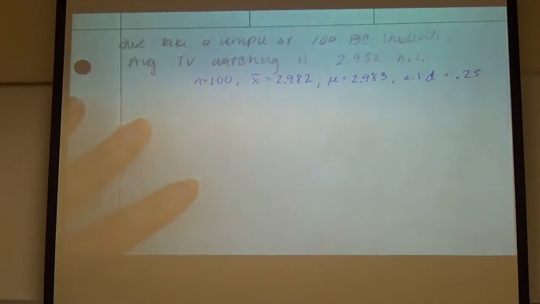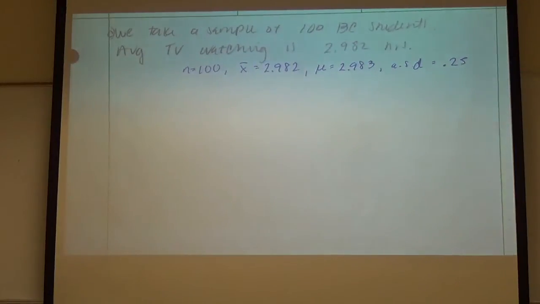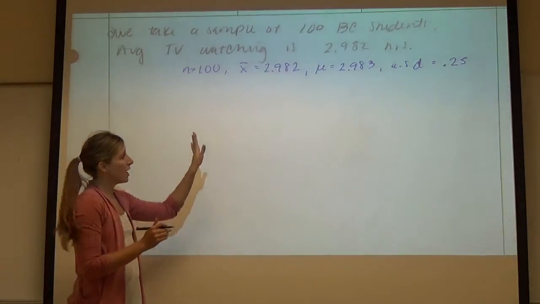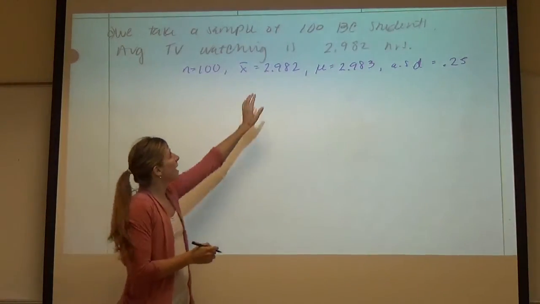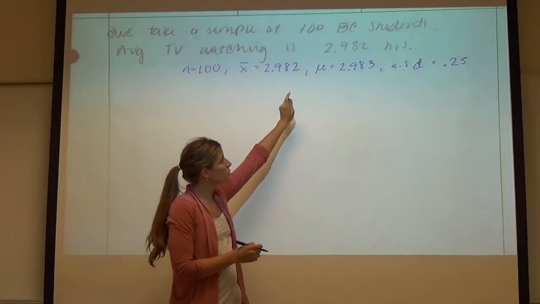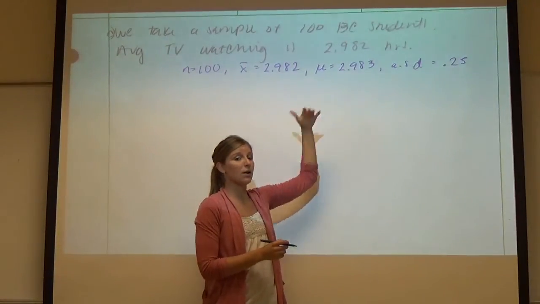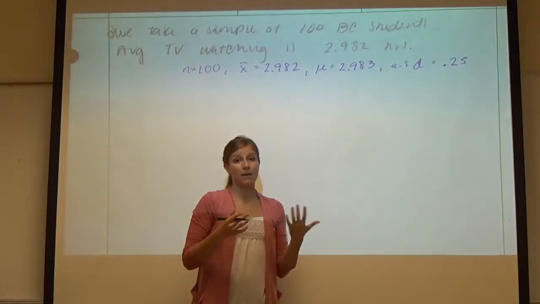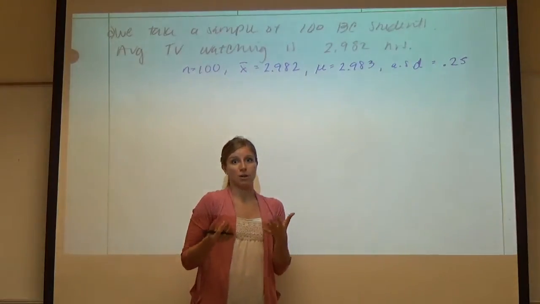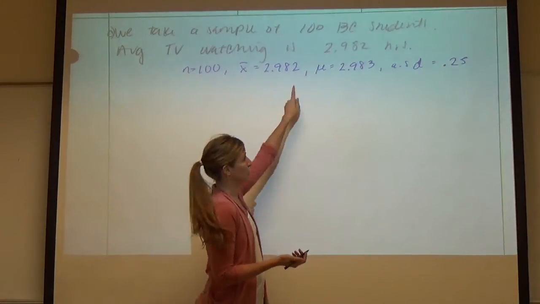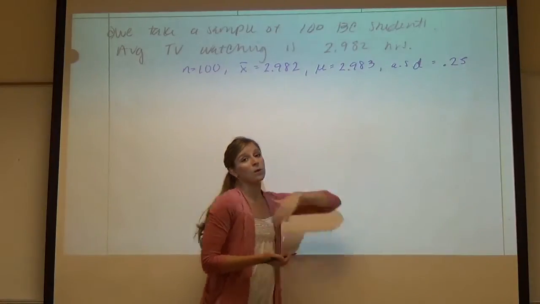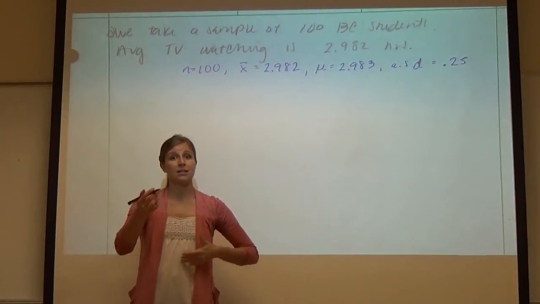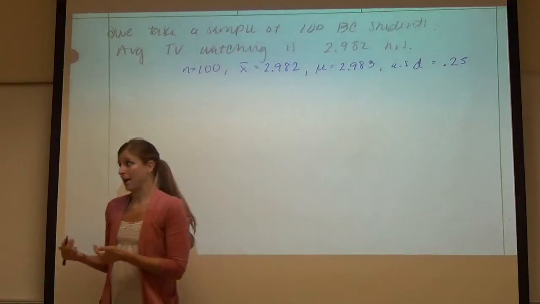Even looking at this, not doing any computations, but just thinking about it, I pulled this sample and the average was 2.982. That's really close to the population mean, so I'd actually think I could probably fail to reject my null hypothesis of the population mean being equal to 2.983. But we can still go through the computations and see what this will look like mathematically as well.